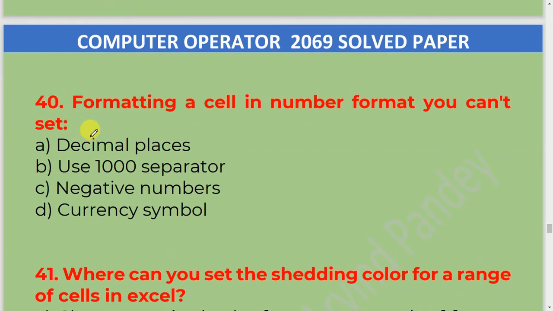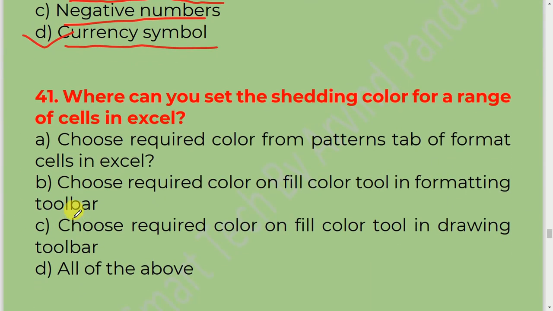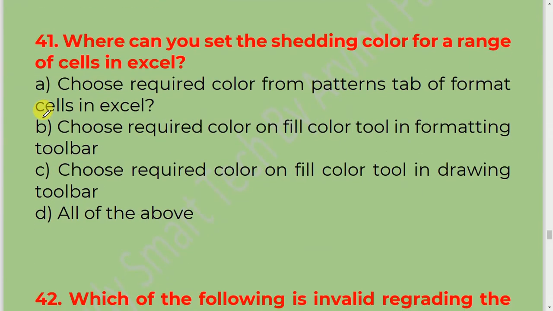Move to question number 40. Formatting a cell in a number format, you can't set: option A, decimal places; B, use thousand separator; C, negative numbers; D, currency symbol. And the correct option is option D, currency symbol.